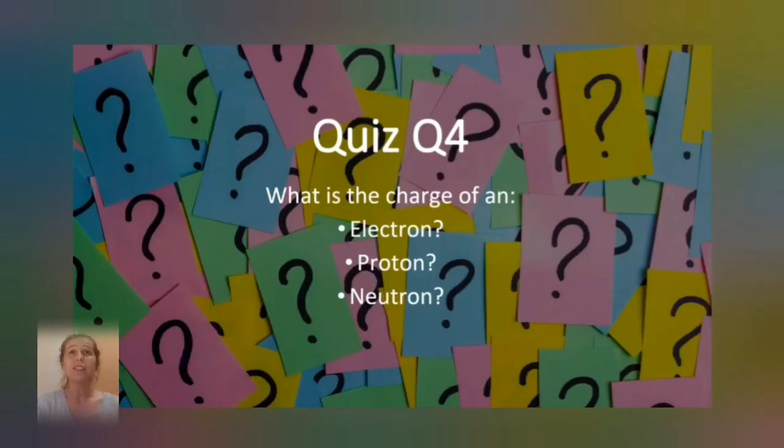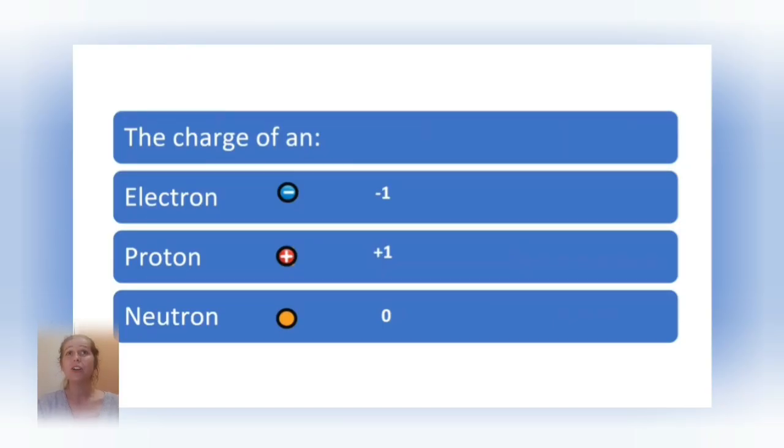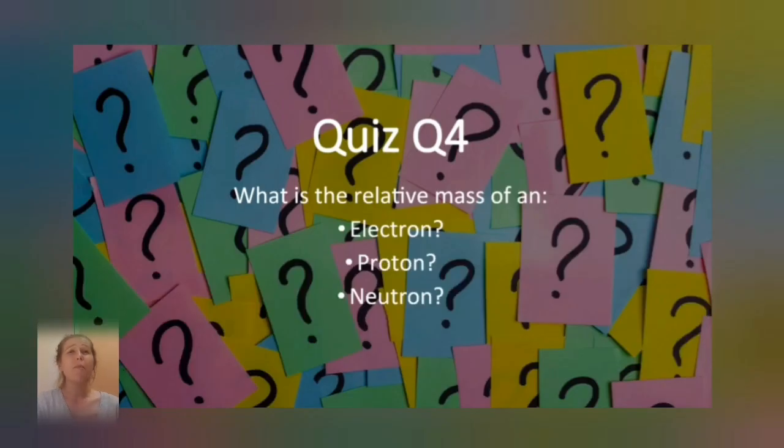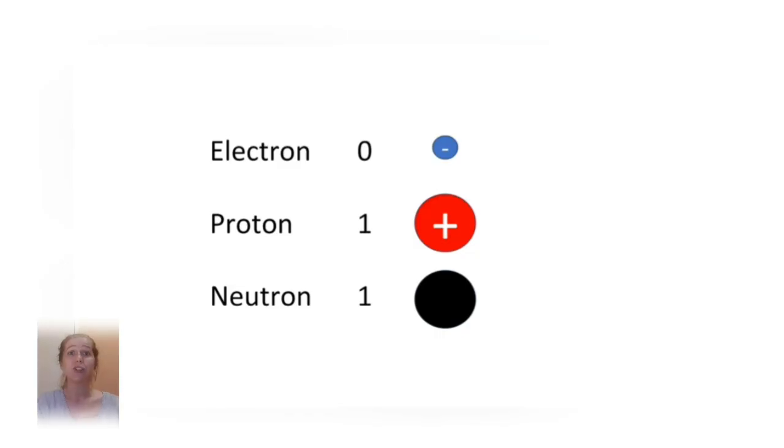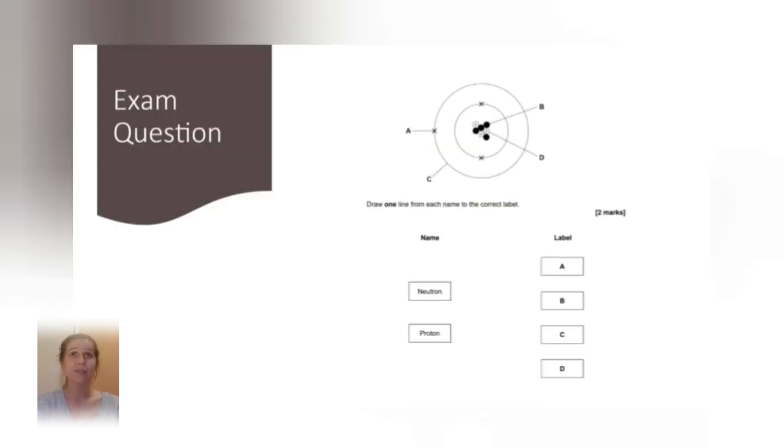So what is the charge of an electron, proton and neutron? So the charge of an electron is -1, the charge of a proton is +1, and neutron is 0. What is the relative mass of an electron, proton and neutron? The electron is 0, the proton is 1, and the neutron is 1.